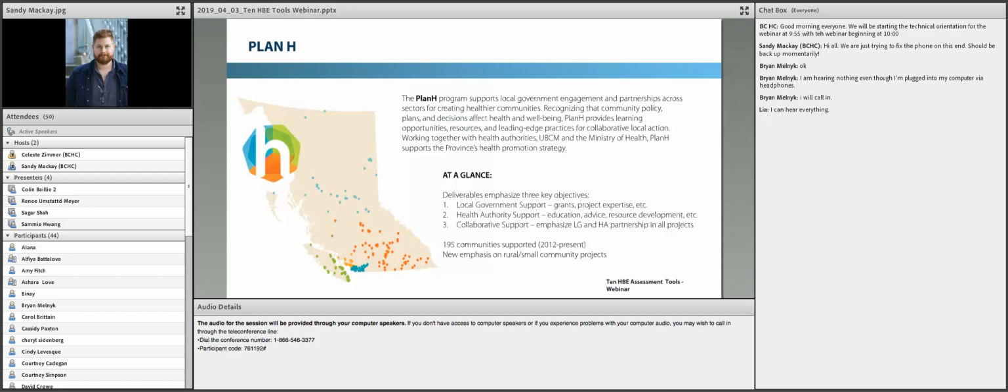Since 2012, we've been really lucky to support 195 communities across the province. As you can see on that map, it ranges from the far north of British Columbia to the southern tip of Vancouver Island. And we've got a new emphasis on rural and small community projects moving forward. So we're hoping to expand some of our work into those areas that we see not covered on the current map.